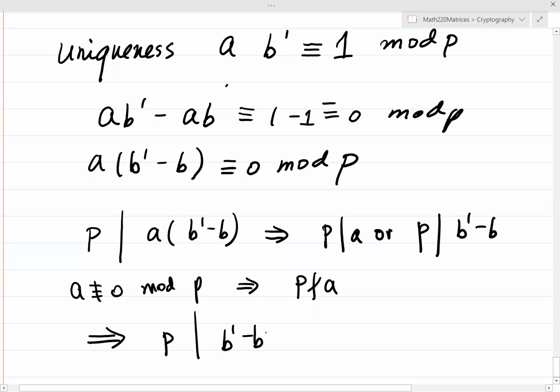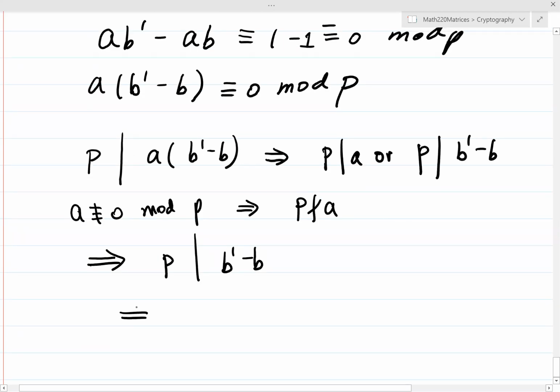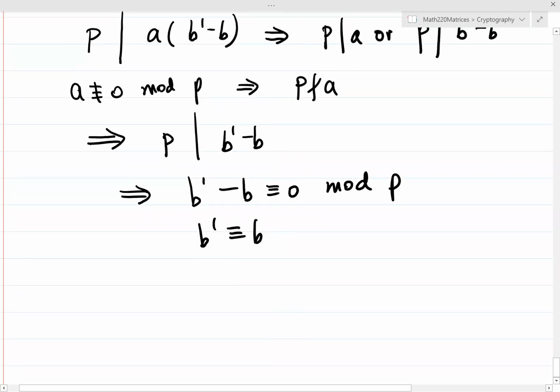So this tells us that p divides b prime minus b. So b and b prime differ by a multiple of p. So b prime minus b is congruent to 0 mod p, and we have b prime congruent to b. So this shows the uniqueness of the inverse.